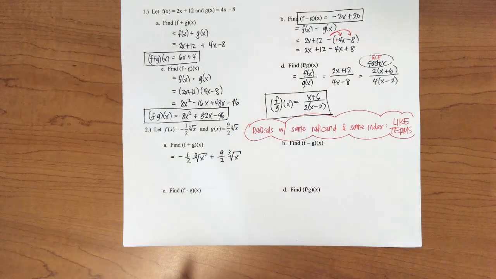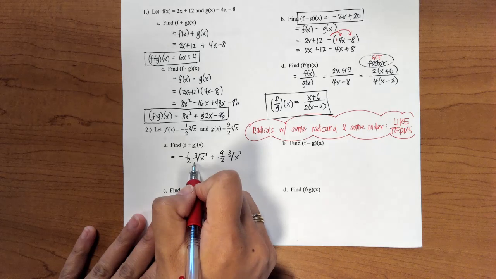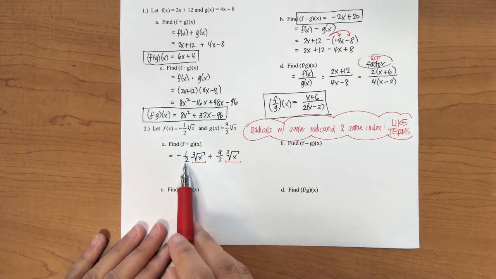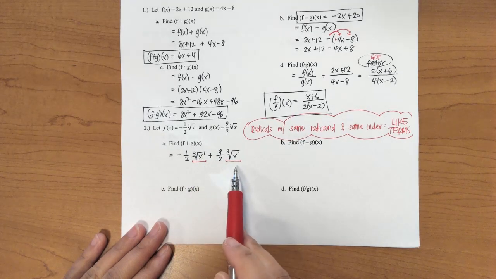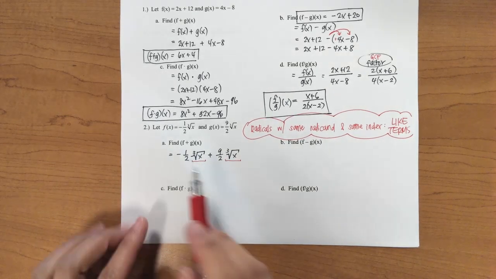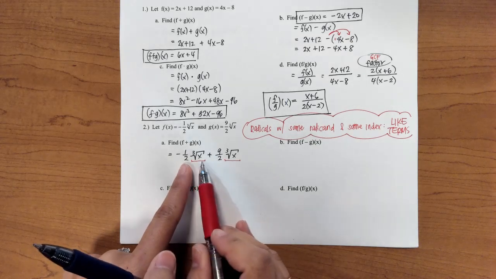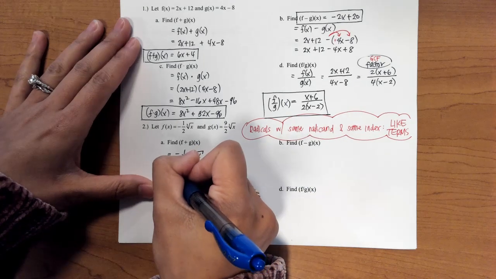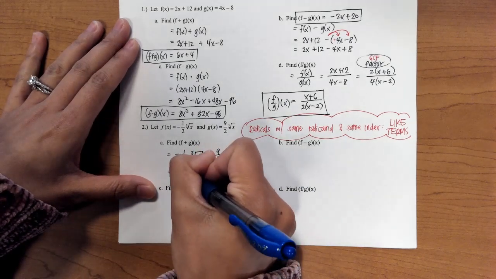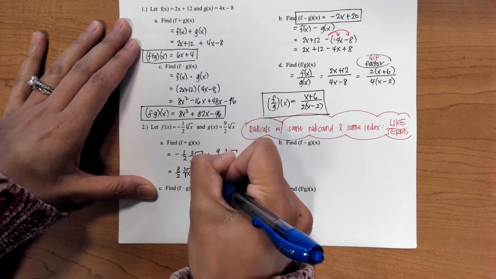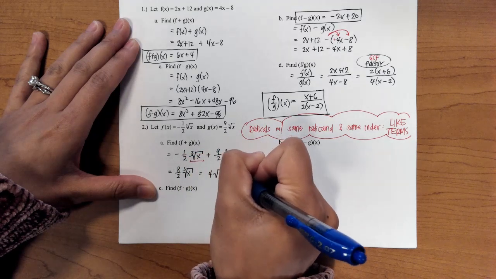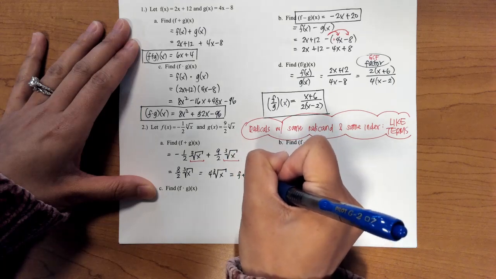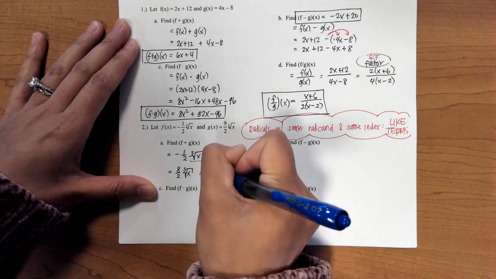Okay, so here's what you need to look at. If these are like terms, this is almost like saying negative 1/2 x plus 9/2 x, right? So really what we're doing is we're only combining the coefficient in front and we're ignoring these two. So 9/2 minus 1/2 is 8/2 cube root of x, which is the same as 4 cube root of x, equals f plus g of x.